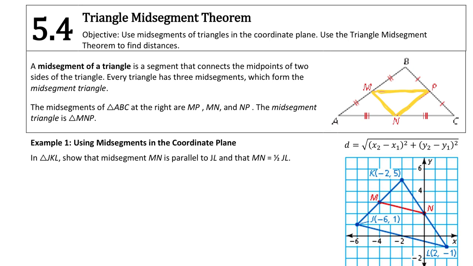So one important thing to notice about the mid-segment triangle is that a mid-segment is parallel to its corresponding side, meaning MP is parallel to AC. Okay? Also, MP is 1/2 the length of AC. Those are the two main properties of a mid-segment. So they connect the midpoints of opposite sides, and they are parallel. Mid-segments are parallel to their corresponding side.